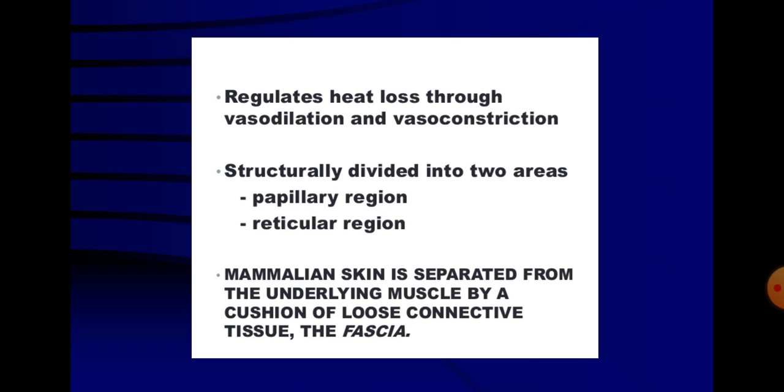Mammalian skin is separated from the underlying muscle by a cushion of loose connective tissue, the fascia, hypodermis or subcutaneous, which is actually separating the skin from the muscle and the bone, or you can say it is giving attachment to the skin to the underlying muscle and the bone.